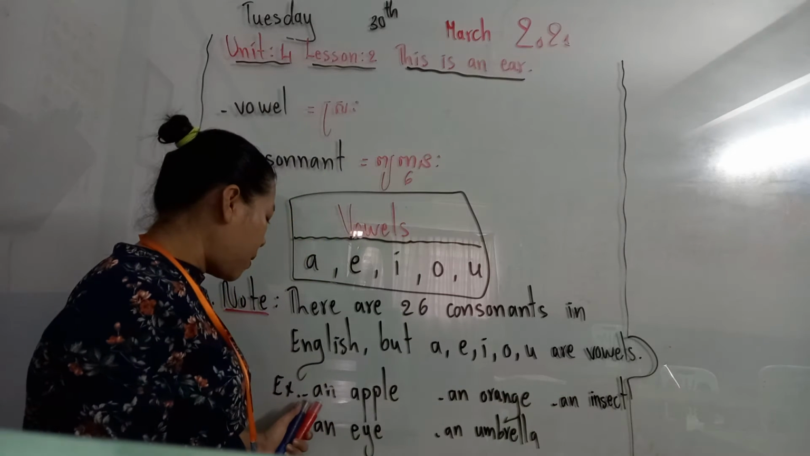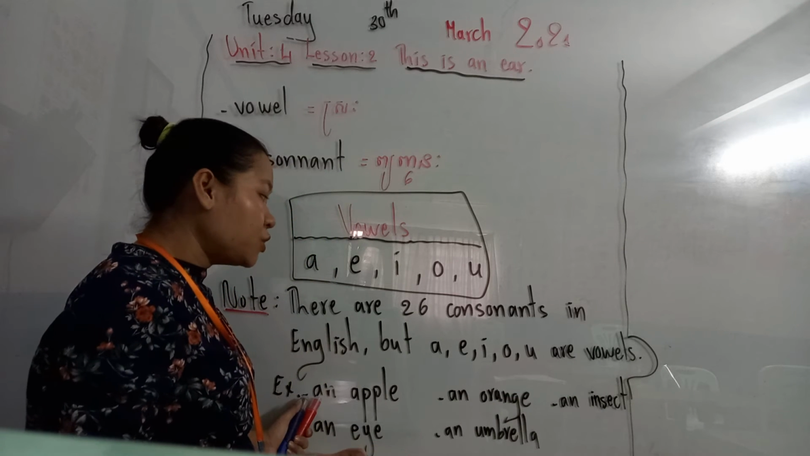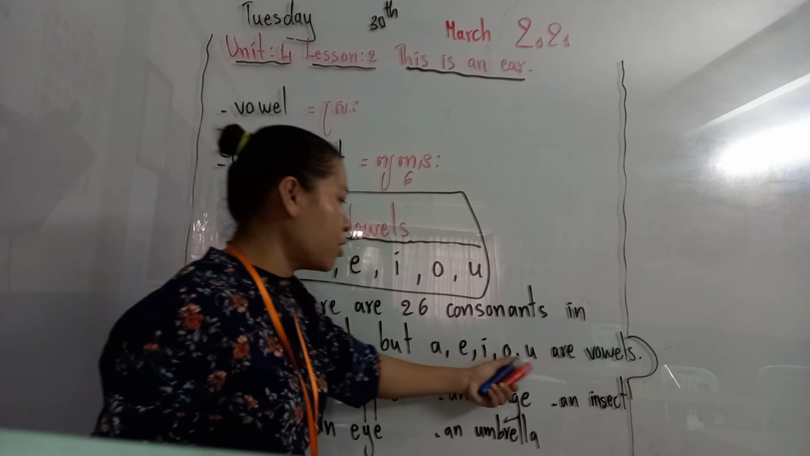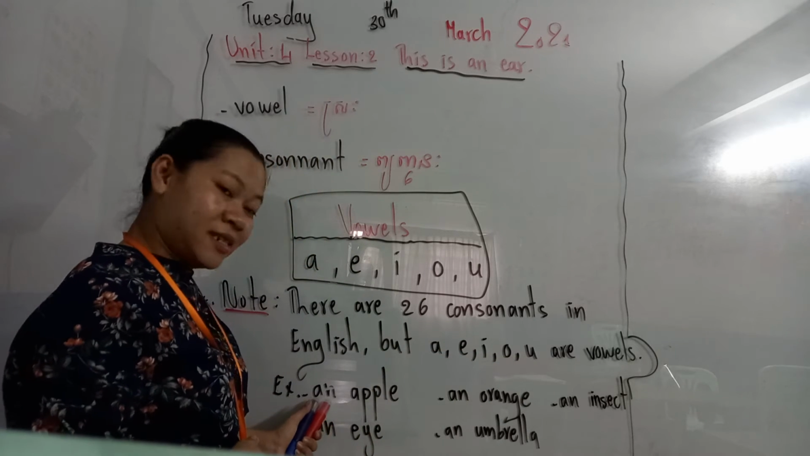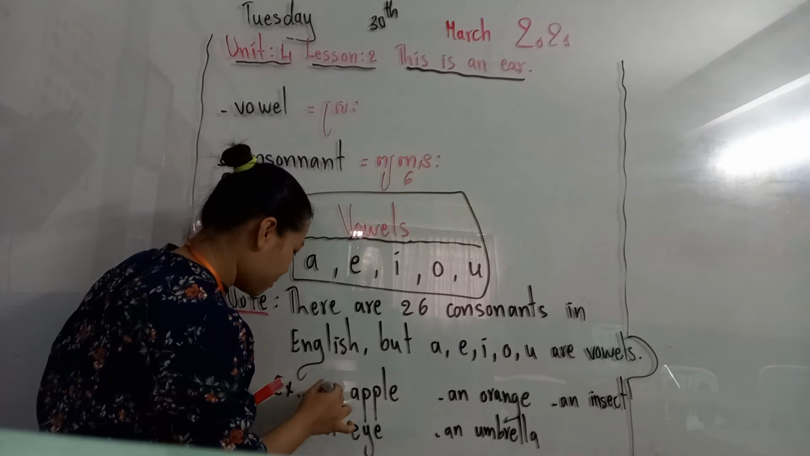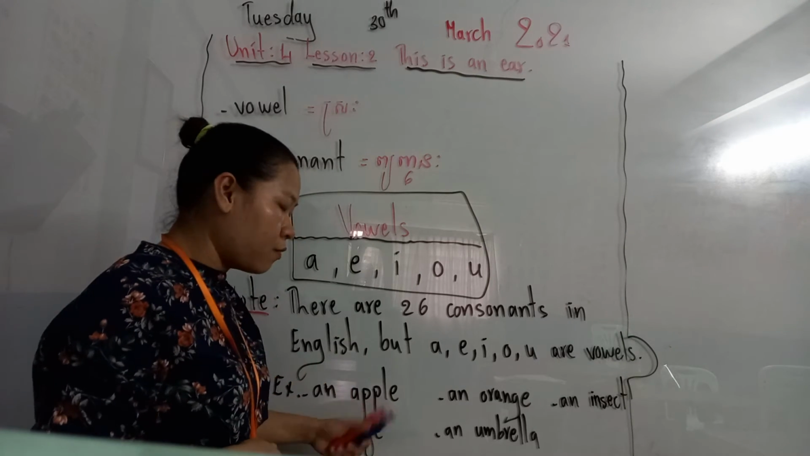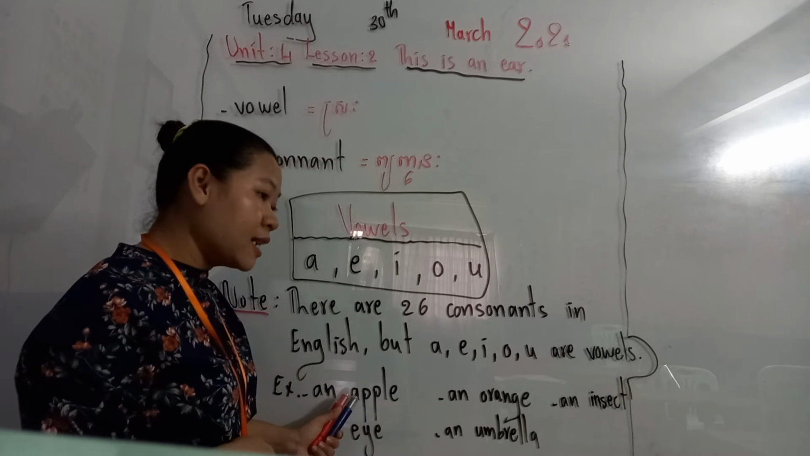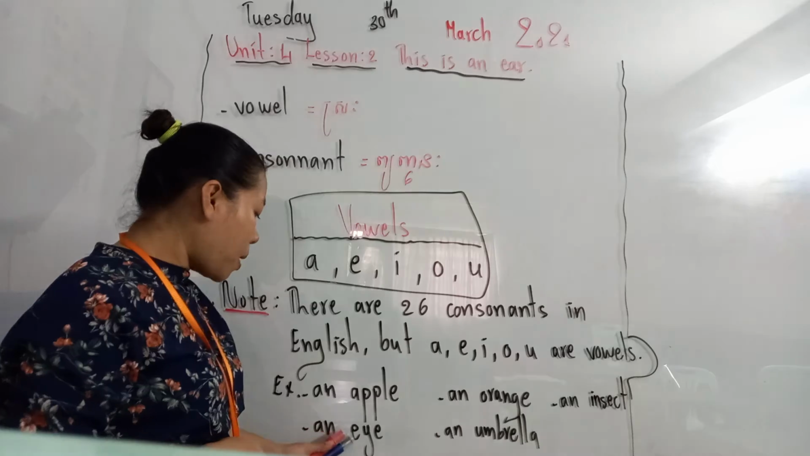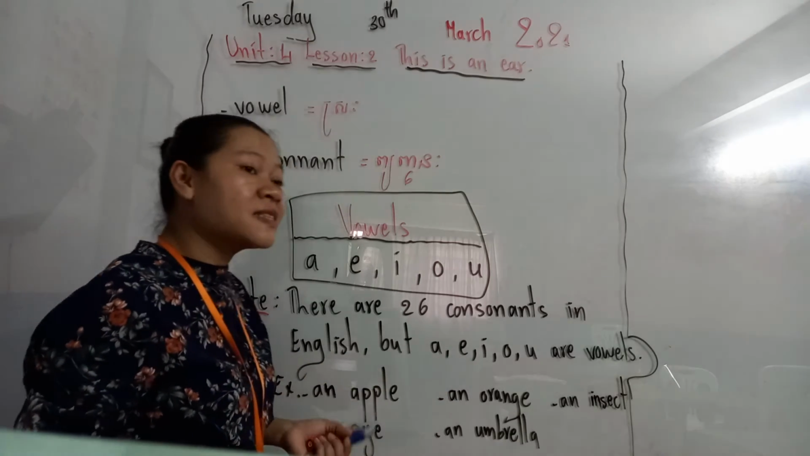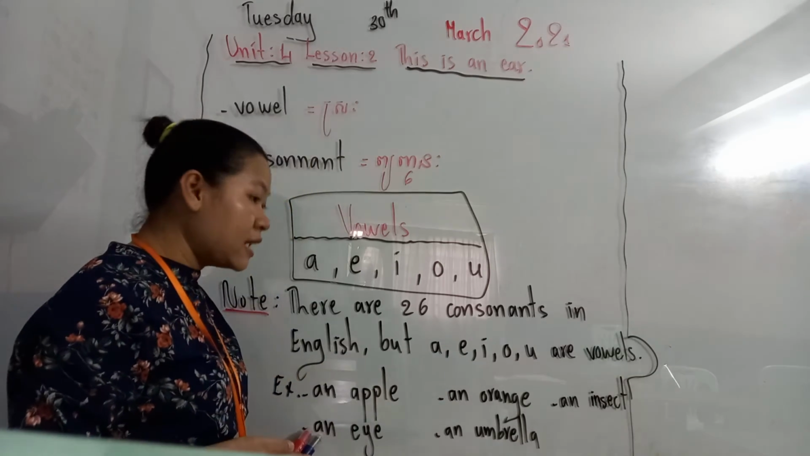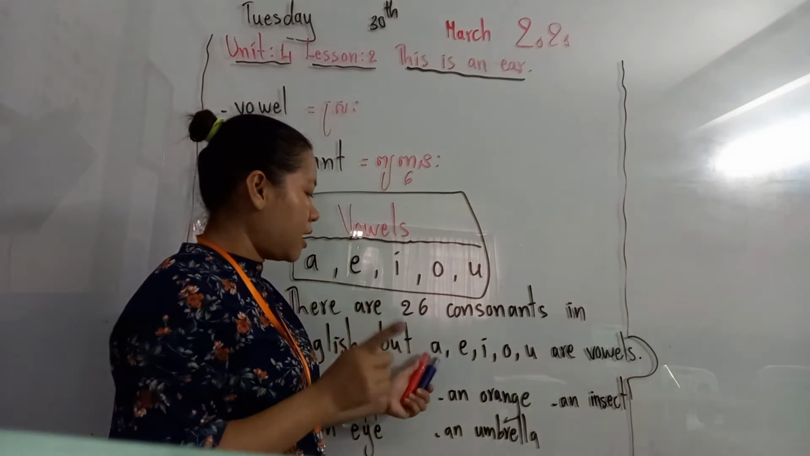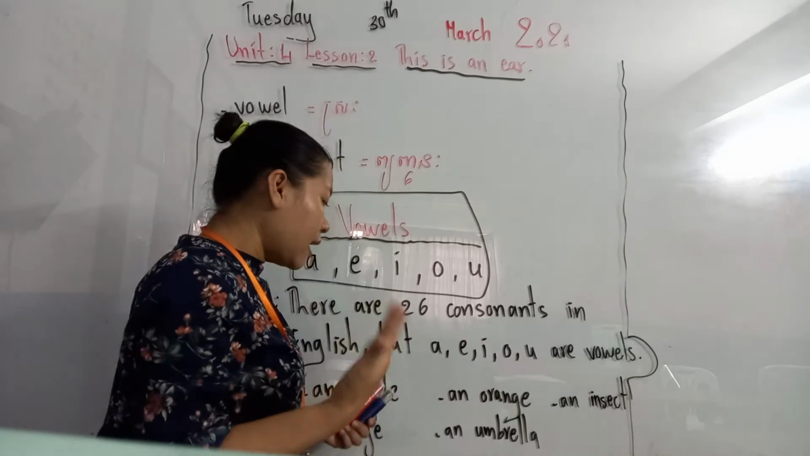Okay? So for example, when you use a word that starts with the letter A, E, I, O, U, we use an. An apple. Why do you use an? Because the word starts with the letter A. One more, E: a word that starts with the letter E uses an. You should remember, all the words that start with A, E, I, O, U use an.